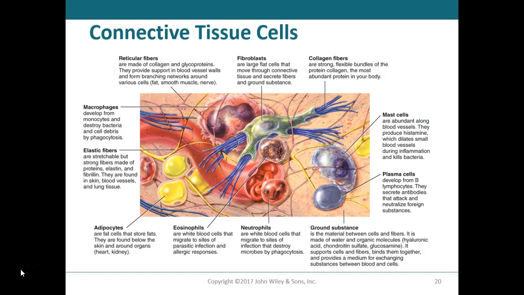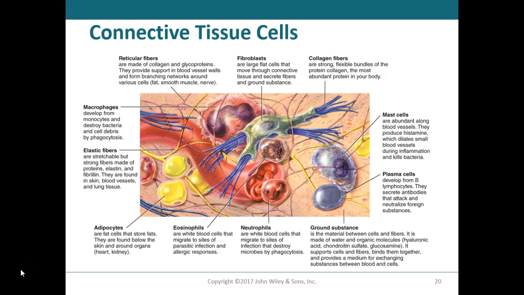So let's look briefly at some of the cells found within connective tissue. First of all, these cells are derived from a common embryonic tissue known as mesenchyme. Immature cells have names that end in blast, for instance fibroblast and chondroblast and osteoblast, while mature cells have names that end in cyte, for example chondrocyte, osteocyte.